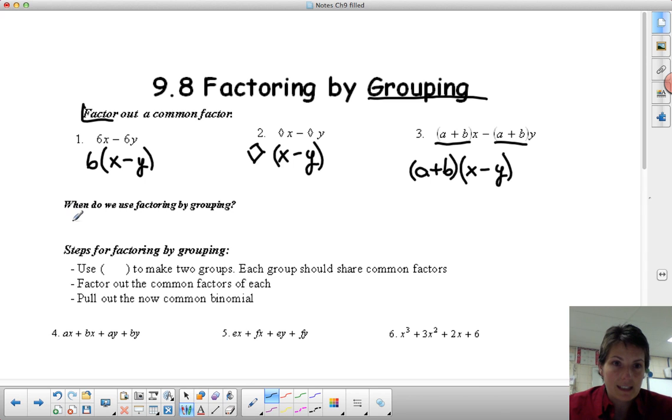The first is that there are 4 terms. So if you have a polynomial that has 4 terms, then chances are you're going to use factor by grouping. That's kind of the biggest red flag, is that we have 4 terms. The steps for factoring by grouping is to use parentheses to make 2 groups. Each group should share common factors. I think next to this, I would also put descending powers of x, or variables in order.